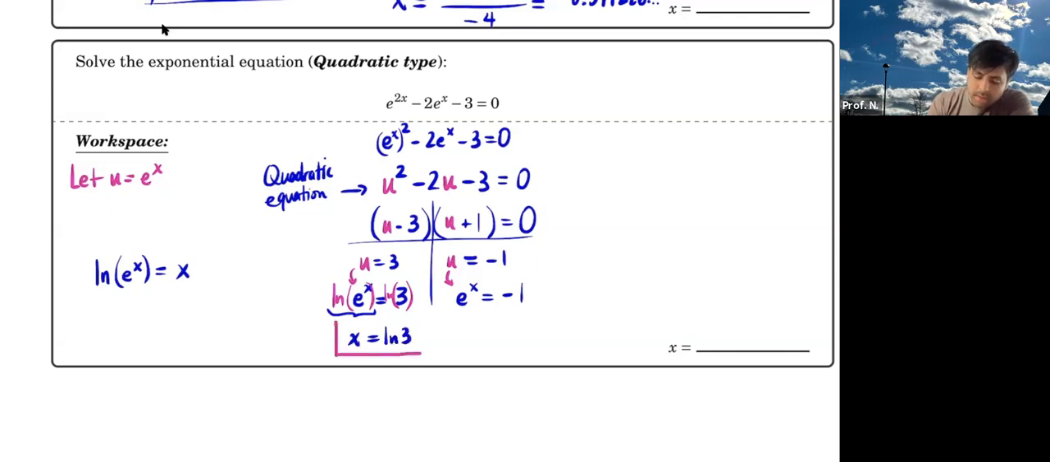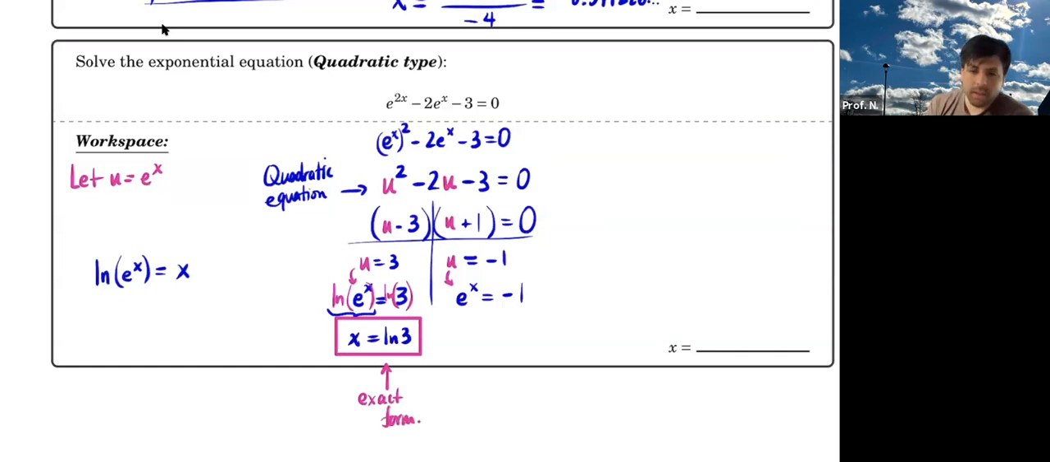You see that? That's it. And then if you want the decimal expansion, plug it in your calculator, ln of 3, and that gives you something. But again, that's in approximate form. This is exact. It's ln of 3.